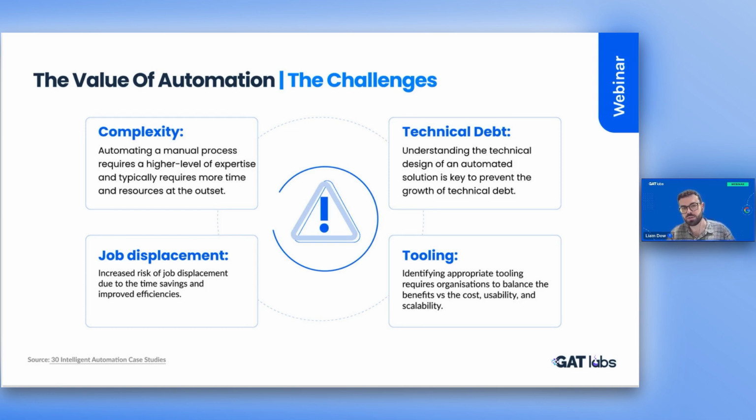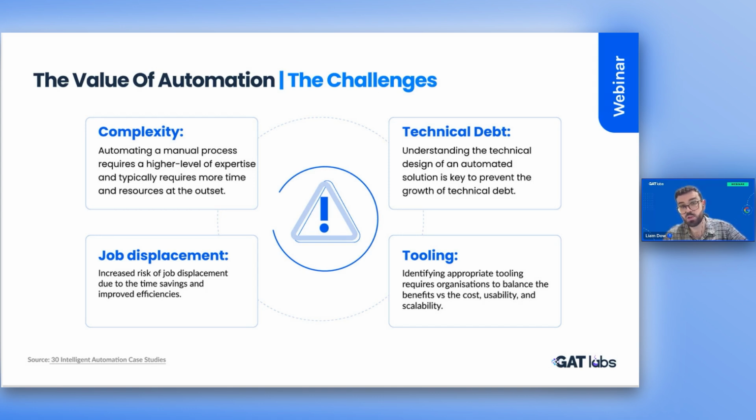And then job displacement. I've heard many times before people concerned about automating themselves out of a job. And that is a risk to some degree. It can be, depending on what it is that you're automating and the kind of role in the industry. But we've got a stat on the next slide that I hope provides a little bit of reassurance on that. But absolutely it is something to be aware of.